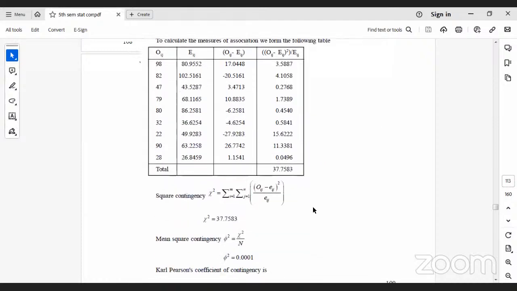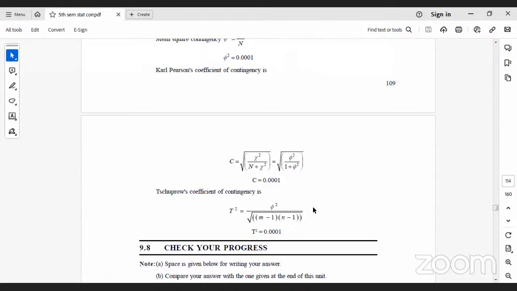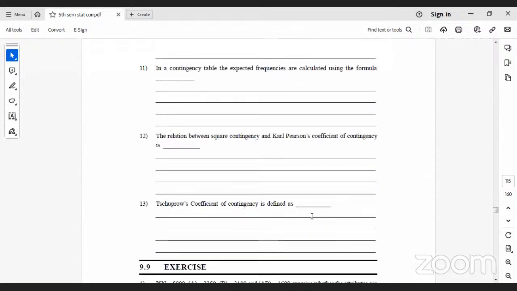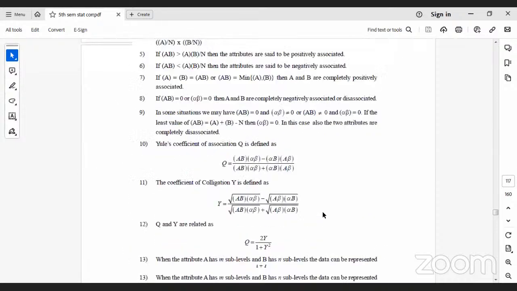Same data, the values here: the square contingency, mean square contingency, and Tschuprow coefficient. Bhavani, clear any doubts? Yes, sir, clear.